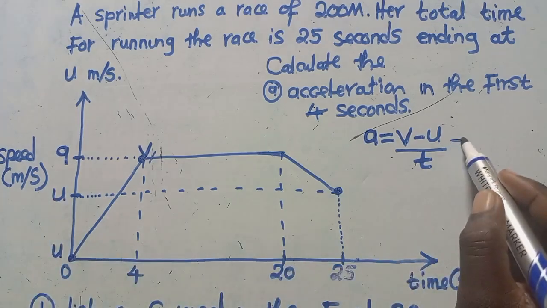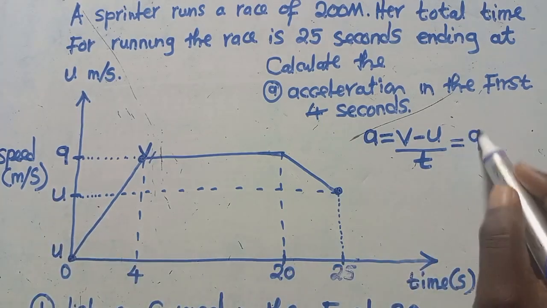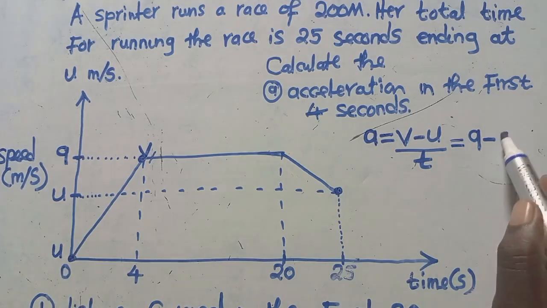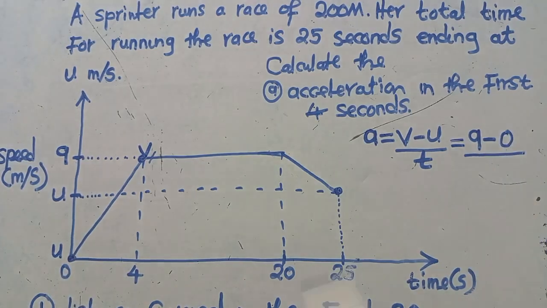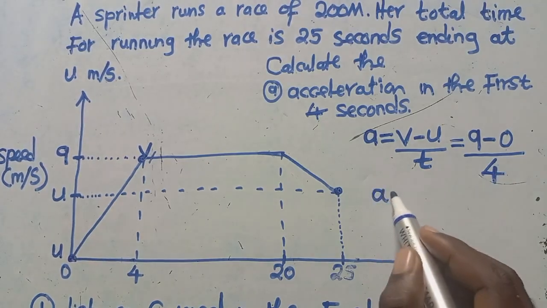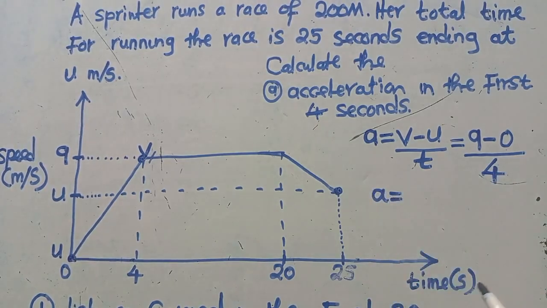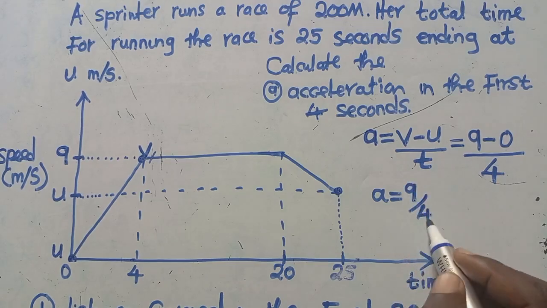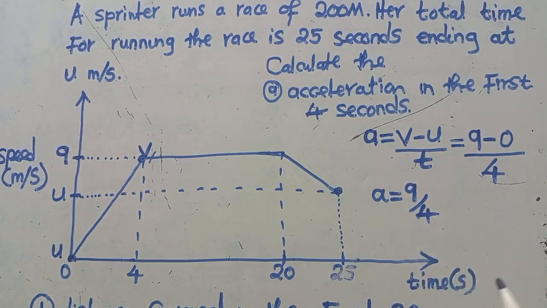So looking at this formula, we say final velocity is 9 minus initial, the starting point was 0, over what is the time difference? The time difference is 4. I put a 4 there like that. Acceleration is now equal to, what is the acceleration there? 9 over 4. You know that here you are not allowed to use calculators.